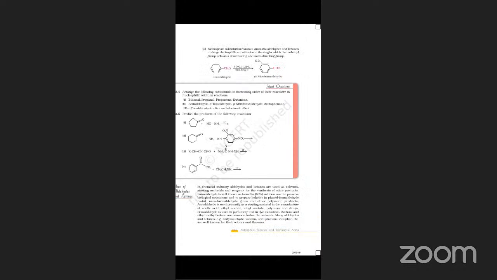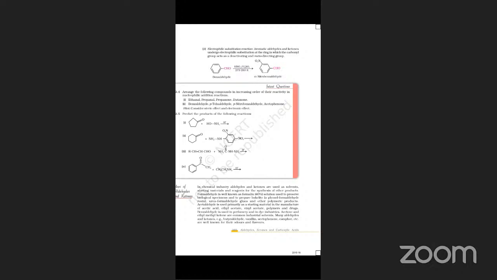In this manner, the Cannizzaro reaction is going to occur clearly. Next one is what? Electrophilic substitution reaction. How is the electrophilic substitution reaction going to occur? Benzaldehyde, aromatic aldehyde, here we have taken. When aromatic aldehyde is taken, aromatic aldehydes or ketones undergo electrophilic substitution at the ring in which the carbonyl group acts as a deactivating and meta-directing group.